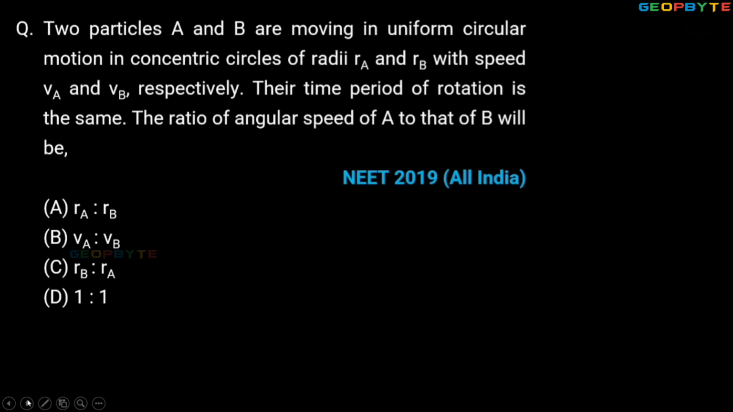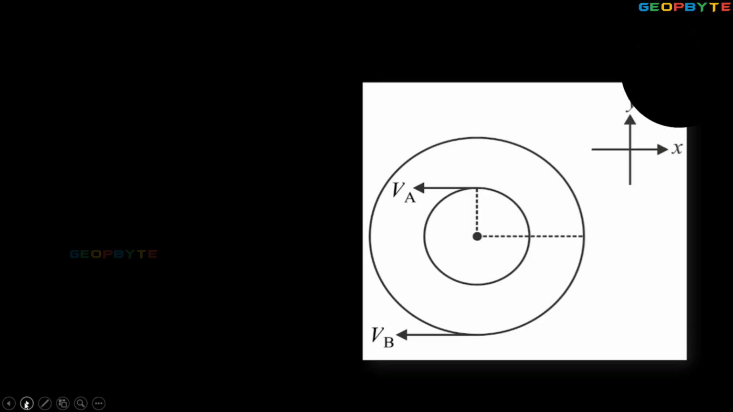Yes. Then similarly, let us take another important problem. It is asking like this. Two particles A and B are moving in uniform circular motion in concentric circles of radius RA and RB with speeds VA and VB respectively. It is like this. Two particles are moving in concentric circles. This is the radius of circular motion maintained by the particle A with a velocity VA, and this is the radius of the particle B moving with a velocity VB.